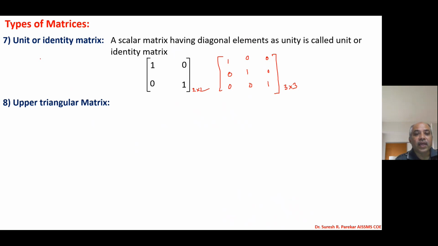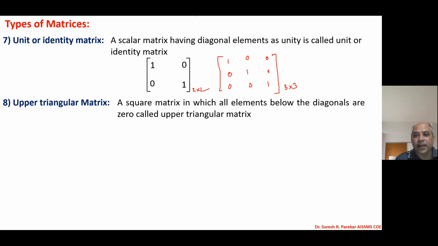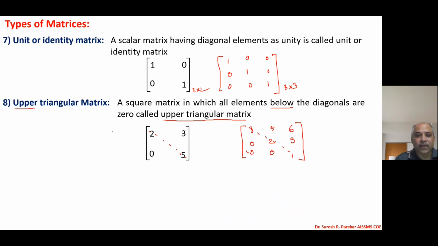Then upper triangular. Now a square matrix in which all the elements which are below the diagonal are 0, then we are going to say it as an upper triangular matrix. So below the diagonal are 0. So we have this as the diagonal, then we are going to have values below it as 0. If I consider any other, 3, 5, 6, 2, 9, 1, this I will mention below the diagonal and all these values should be 0. Then we are going to say upper triangular matrix.